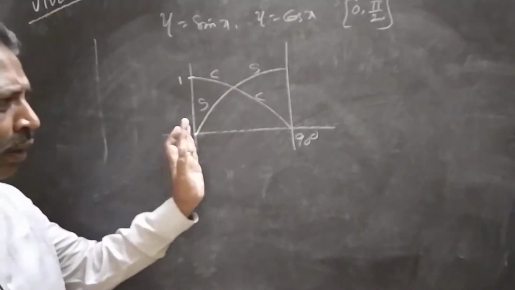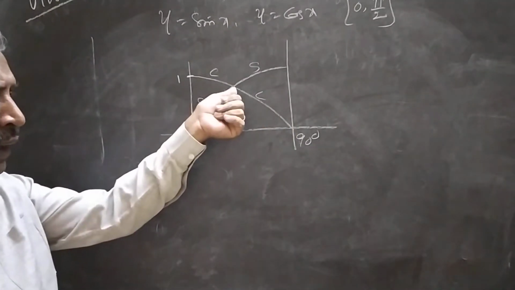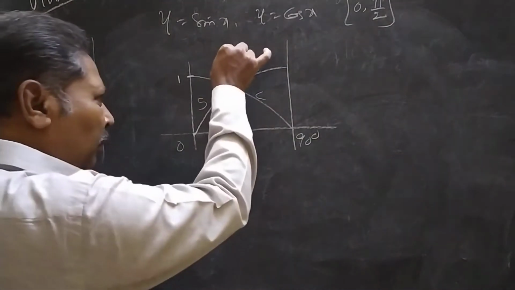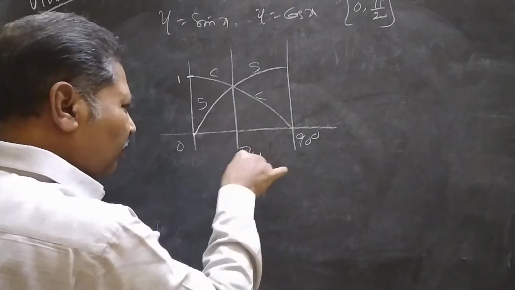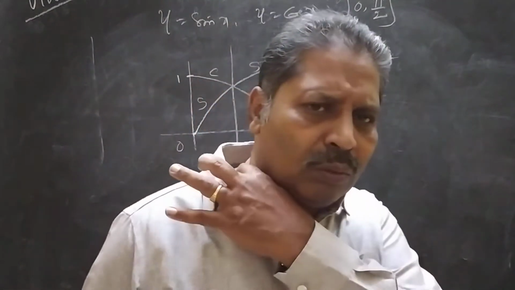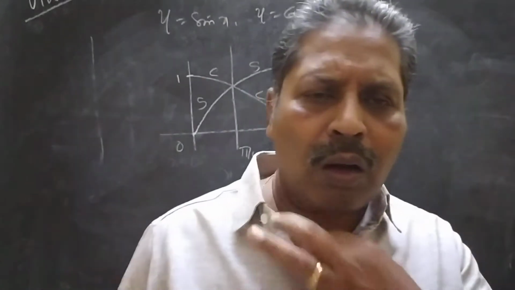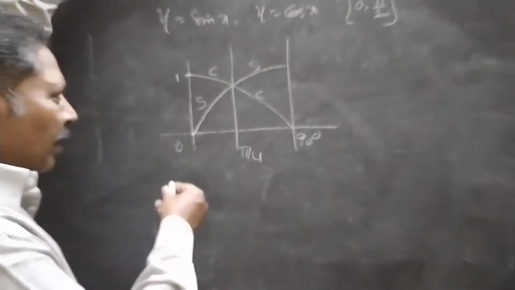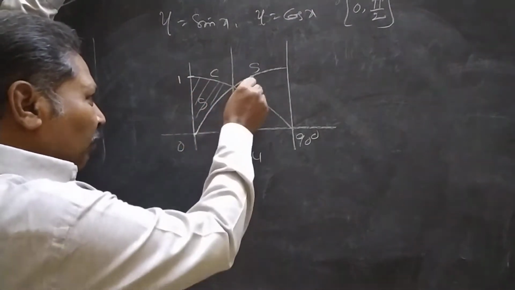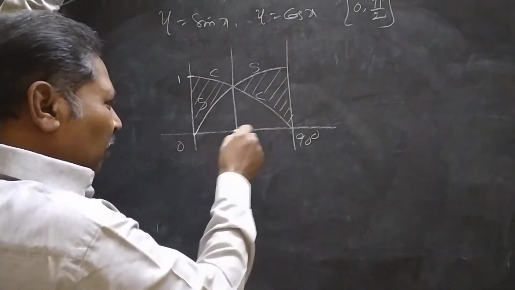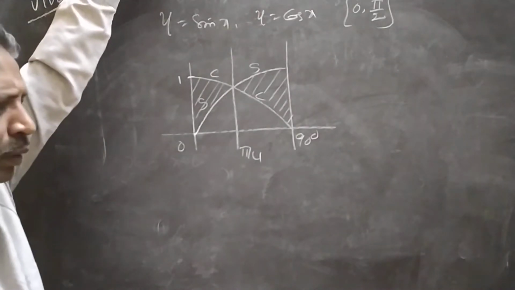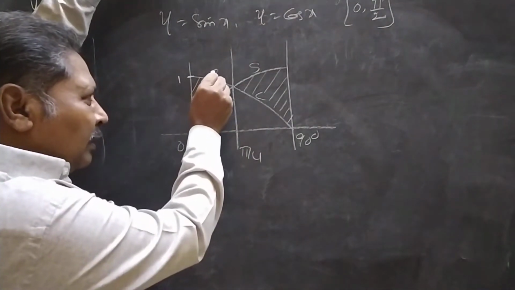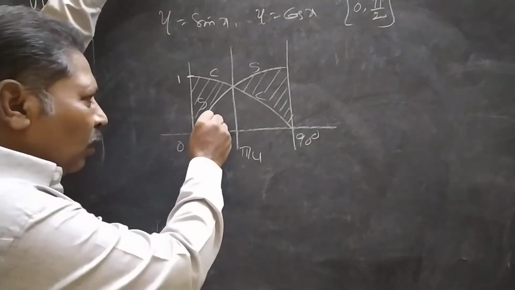So in this given interval, they intersect at a point, which is nothing but pi by 4. Sin 45 is 1 by root 2, and cos 45 is also equal to 1 by root 2. So the required area is the area between the two curves in this interval 0 to pi by 2. In the interval 0 to pi by 4, cos is the upper curve and sine is the lower curve.